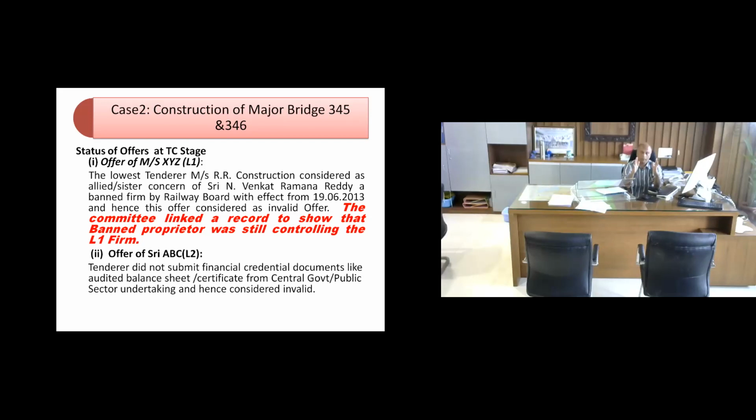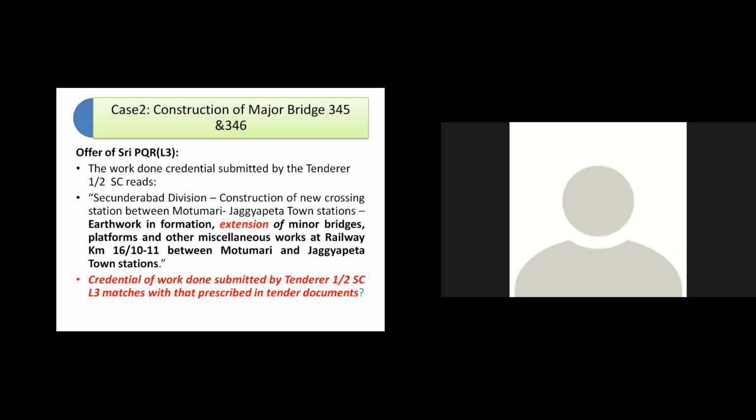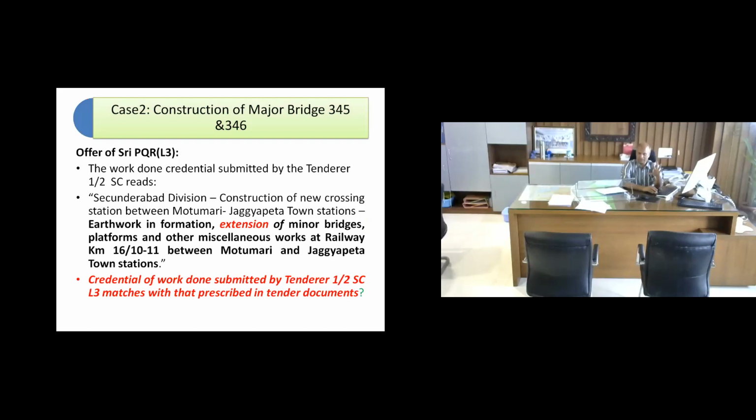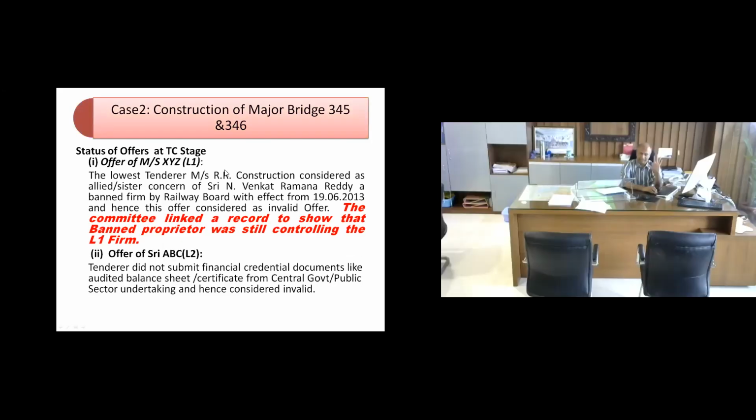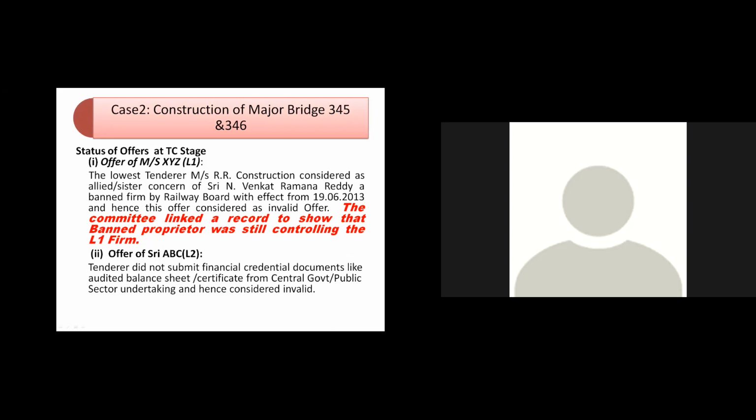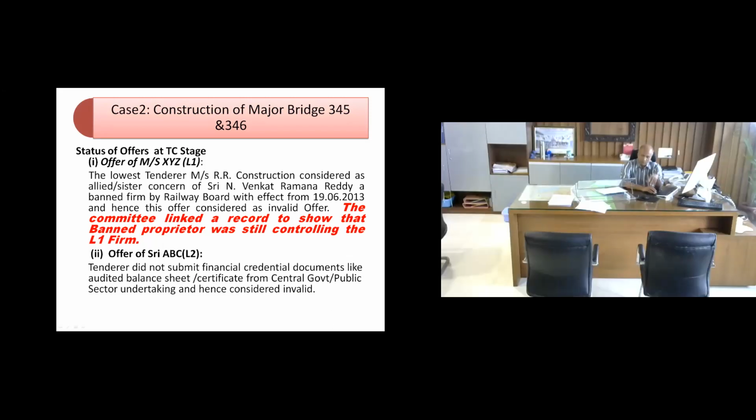Okay. No problem. So when we went to the law officer with this document, the law officer said that yes, it is a case of sister concern and cannot be considered. So finally we could decide that this is a banned firm with a sister concern and to be treated as banned. So L1 is gone, L2 is gone. And why L3 was behind it, that we'll discuss now.